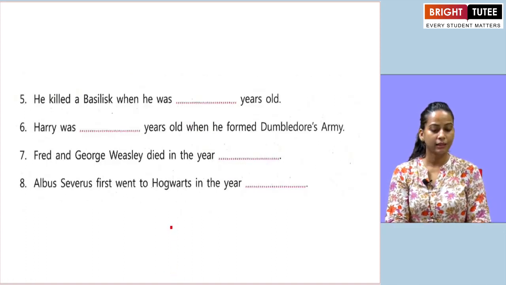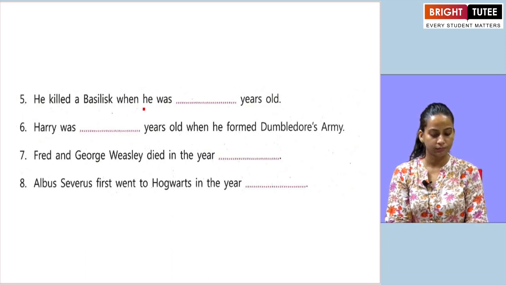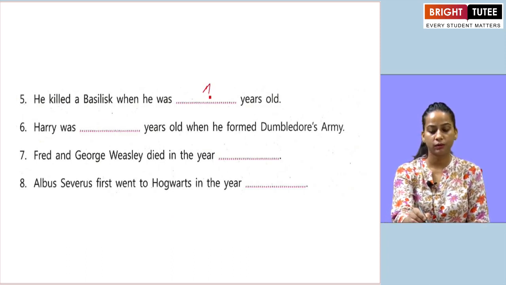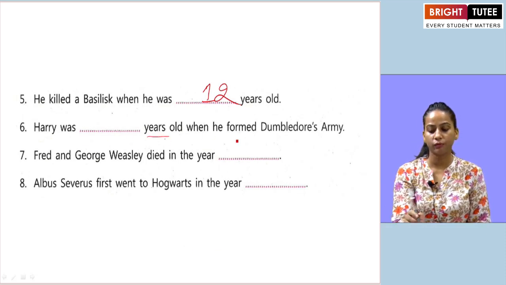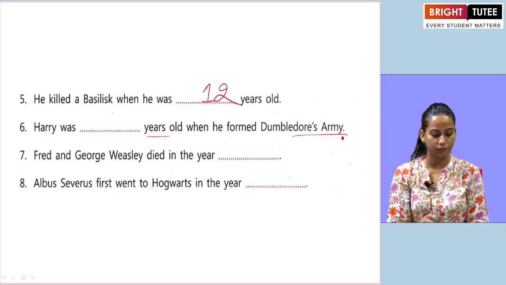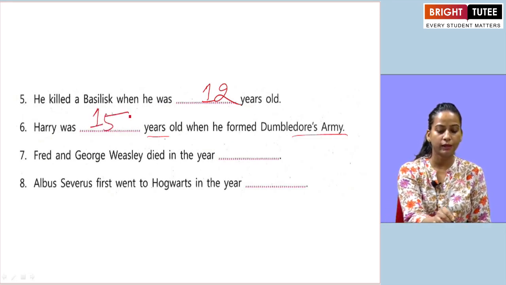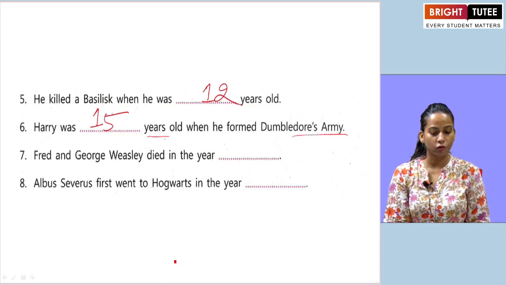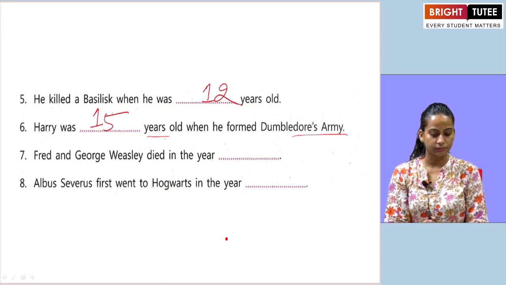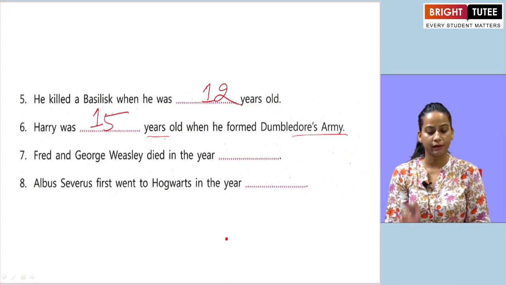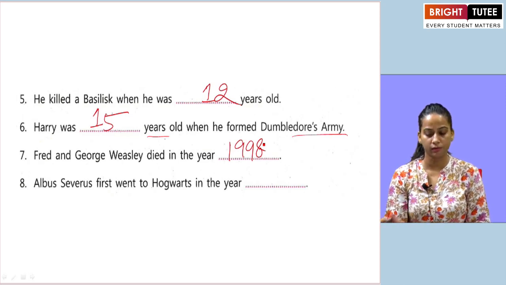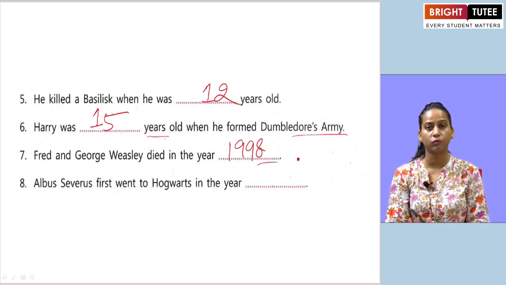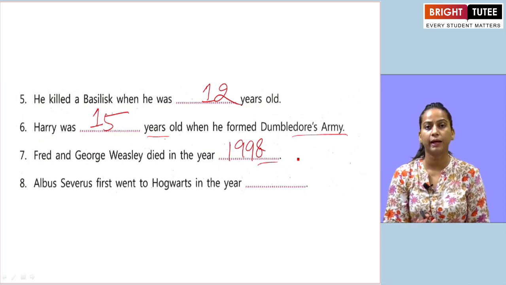The next one, he killed Bellatrix when he was 12 years old. Those details are also given there. Then Harry was dash years old when he formed Dumbledore's army. So that he was only 15 years old. Next, Fred and George Weasley died in the year. So we have to mention when they died. According to the sequence, we have to count the year, after how many years it was given. So you have to mention that. So according to the story, it is going to be 1998.